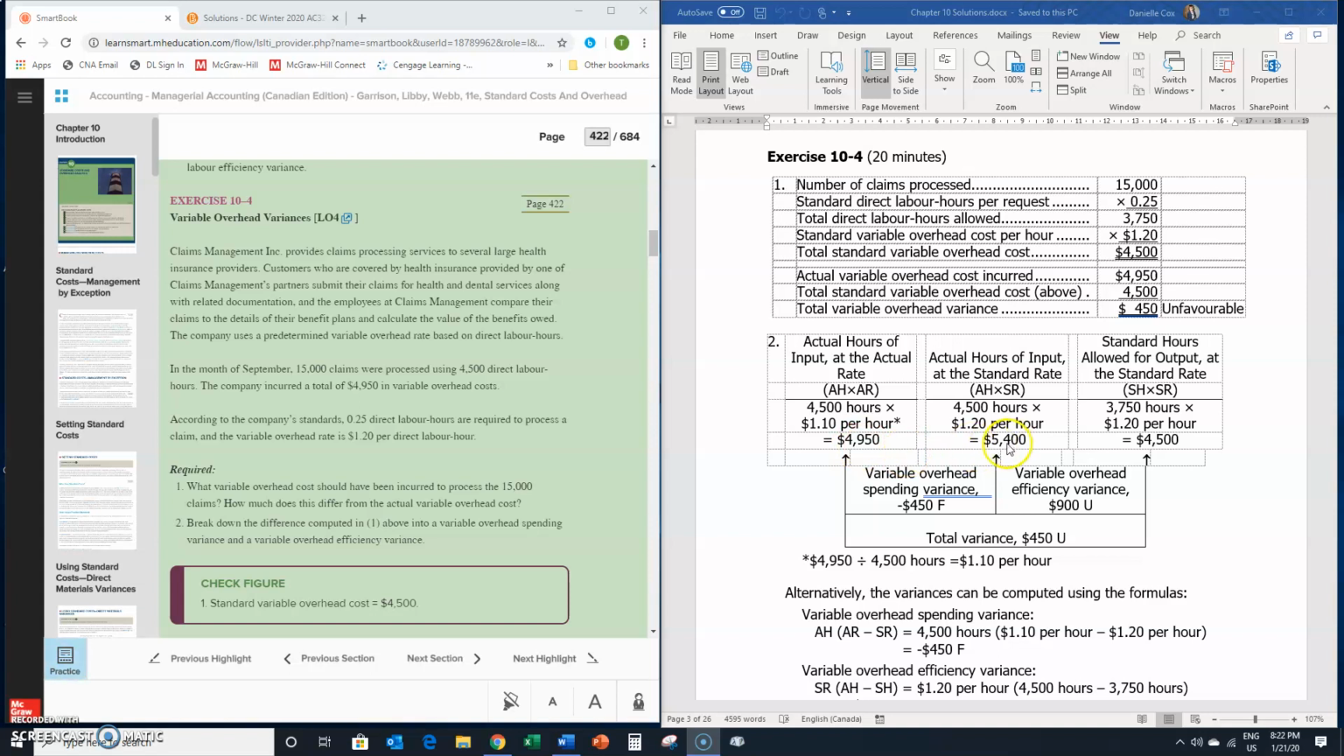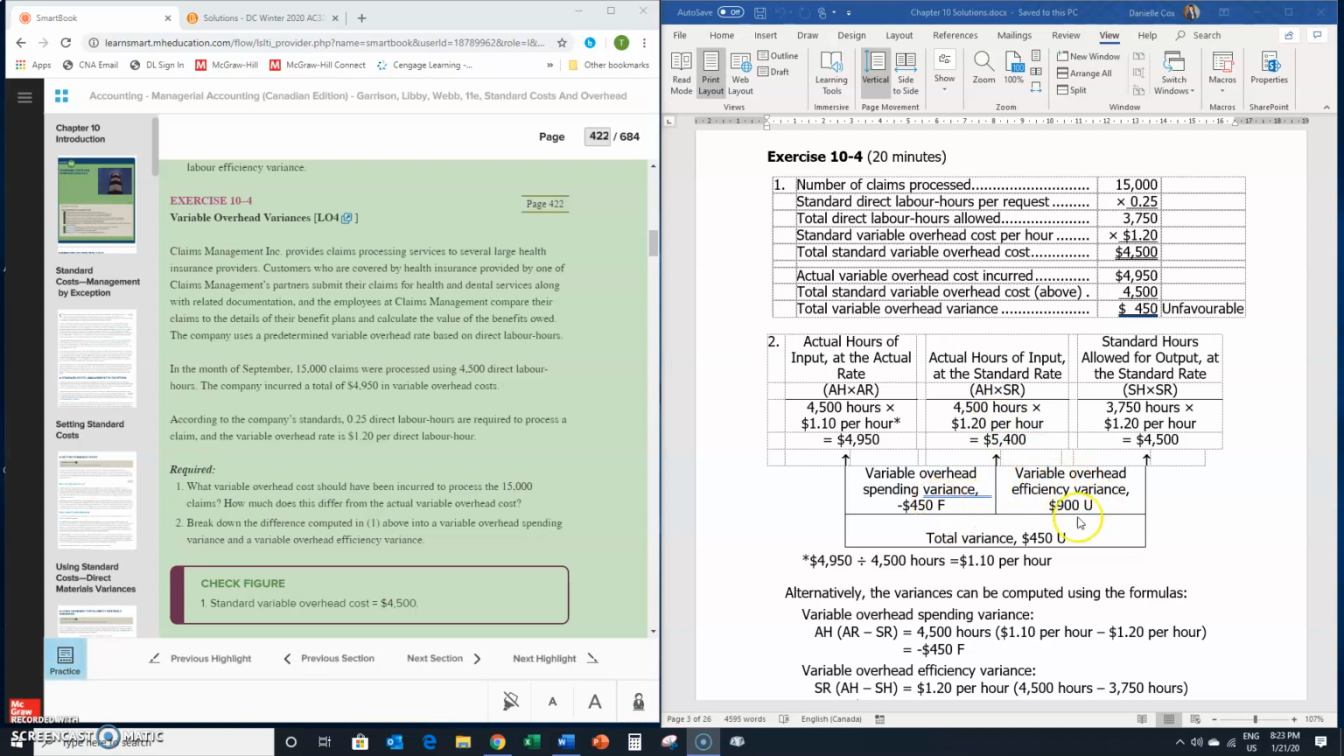4,950 less 5,400 is negative 450. So that's a negative number, so it's favorable. Or you can look at it again and say your number computed using your actual rate is less than your standard rate, therefore it's favorable. 5,400 less 4,500 is positive 900, so it's positive, so it's unfavorable. Or the number computed with actual hours is more than the number computed with standard hours. So the actual was higher, so it's unfavorable.